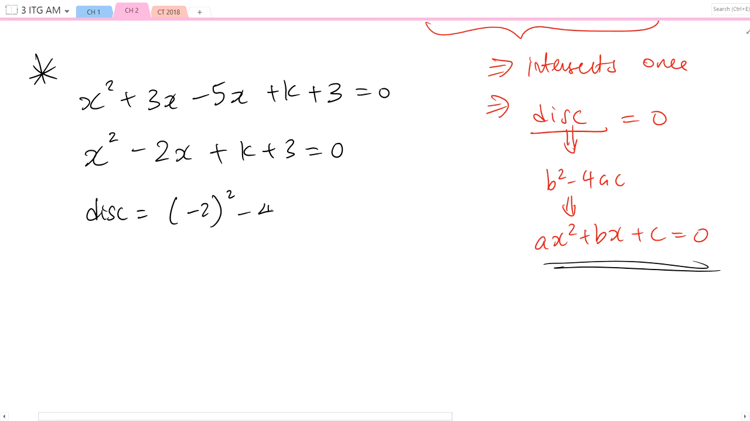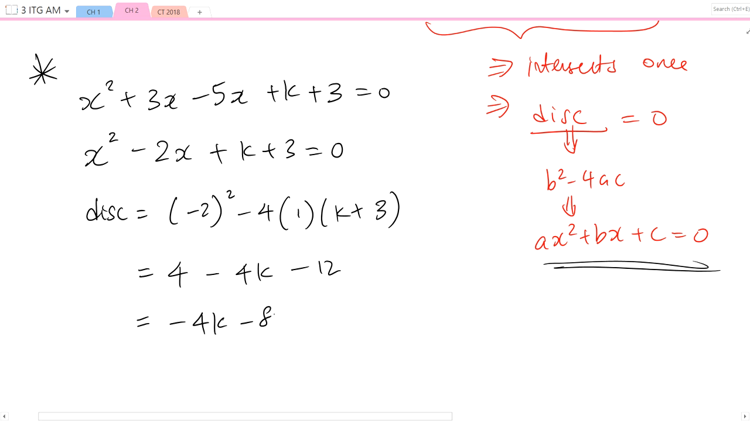b squared minus 4, 1, and 3. How much is this? 4 minus 12, negative 8. Hey, wait. No. I made a mistake. There's a k plus 3. That's k plus 3. Okay, so this will give me 4 minus 4k minus 12. Am I right? Did I make any mistakes? Okay, so this gives me negative 4k minus 8.